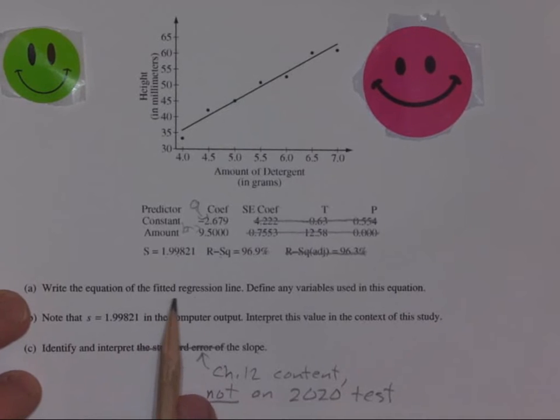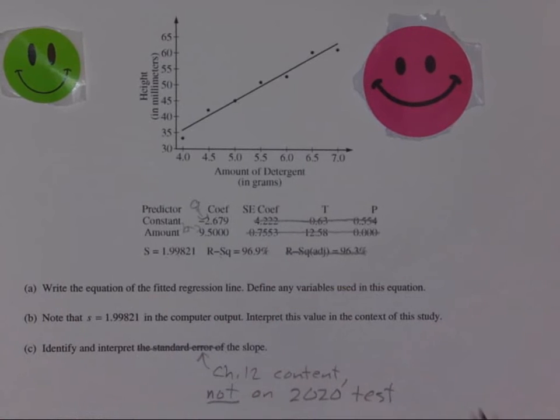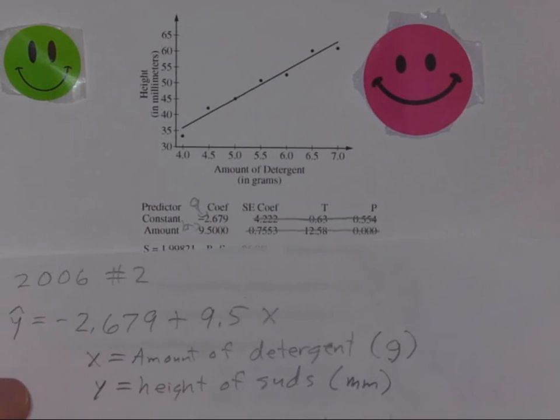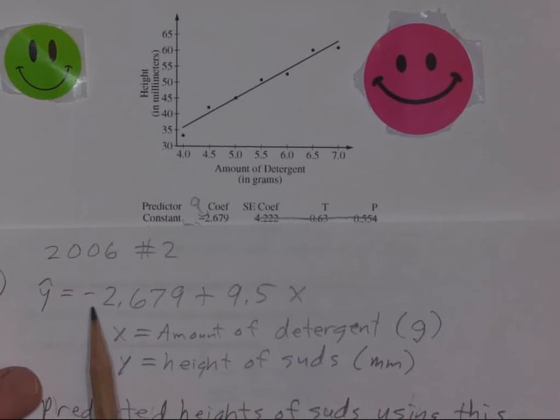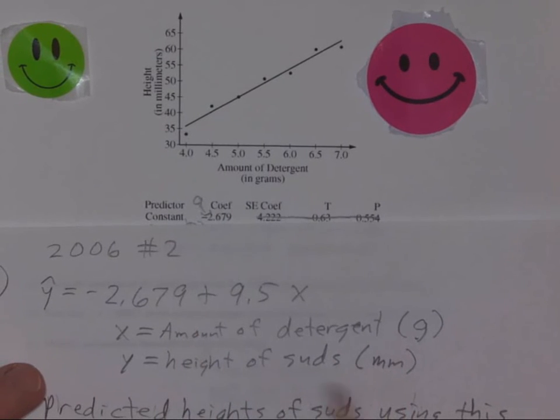Write the equation of the fitted line and define any variable. Of course, even if it didn't say that, you would still define the variables. That's important. So there's A and there's B. And so here is our equation. Y hat, and put a hat on the Y because this thing is predicted Y values, not actual Y values. And there it is. And so X is the explanatory variable, the amount of detergent in grams. And then Y is the height of the suds in millimeters. And so that is the answer to that question.